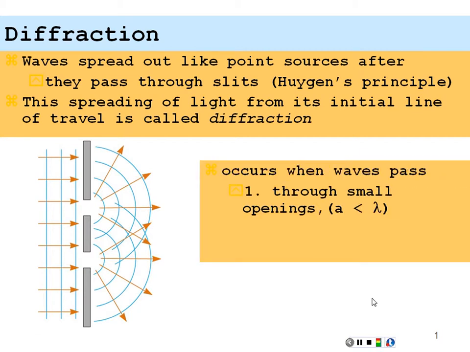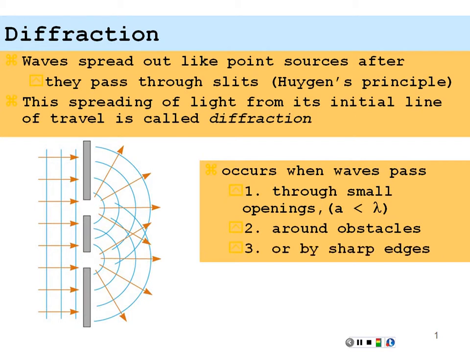This will occur when waves pass through small openings where the width of the opening is on the order of the wavelength itself, around obstacles, or by sharp edges. In any case where the obstacle or item in question is on the order of the wavelength of the light interfering with it, then you will see diffraction.